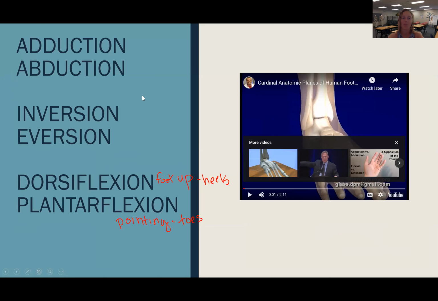Okay, so inversion is where your foot moves in, and eversion is where it moves away, okay? So kind of like abduction, but this is a different type of movement.